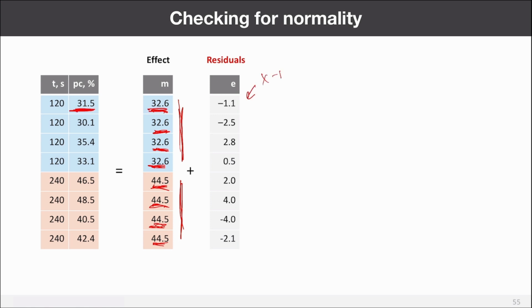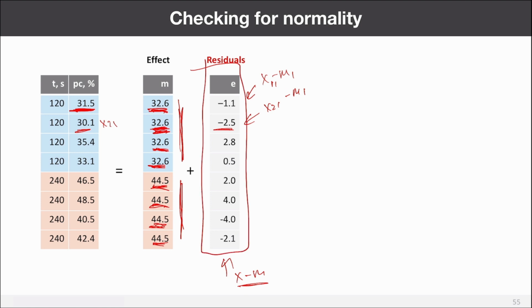It's simply x minus m. So in this case, x1 minus m1. This one is x21 minus m1 and so on. So you can see this one is 30.1. So this is x21. This is 32.6. If you take 30.1 minus 32.6, you will get minus 2.5. So these are x minus m values. And these values can be treated as coming from the same population with average equal to 0.